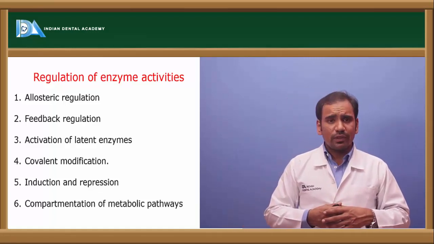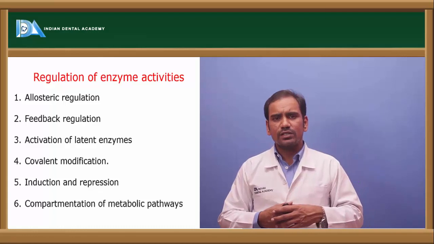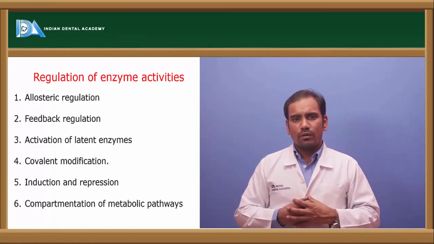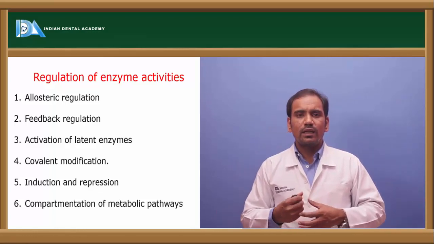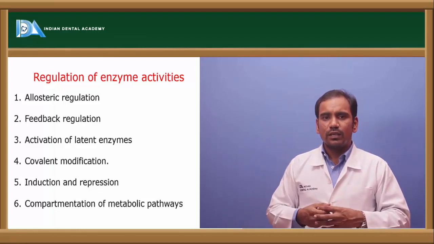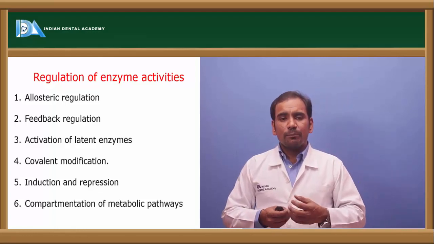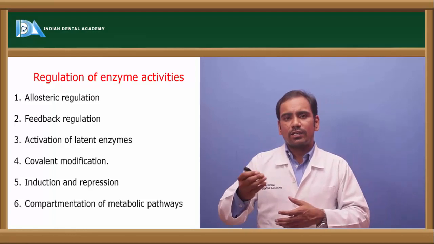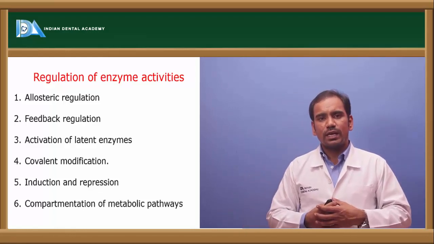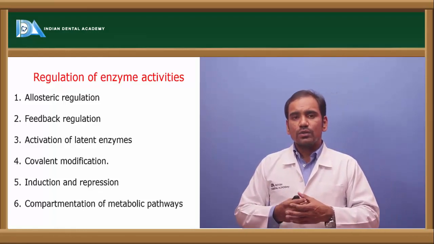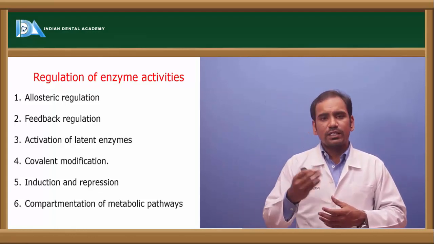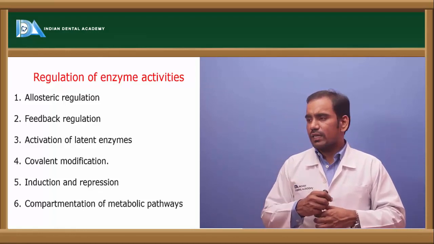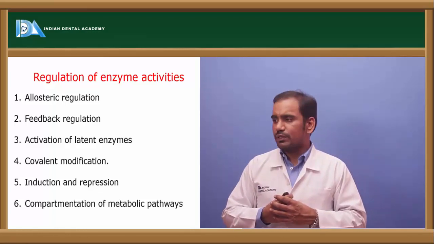Coming to another type of regulation, activation of latent enzymes. Some of the enzymes are secreted and present in inactive forms, right? Whenever there is a requirement, proteolysis of those enzymes is brought about and they are activated. For example, chymotrypsin and trypsin are the enzymes activated by this activation of latent enzymes.